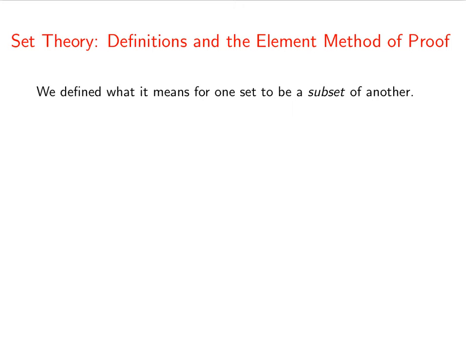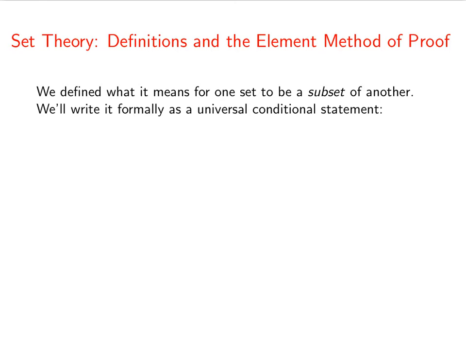We also talked a while back about what it means for one set to be a subset of another. And we'll write it formally using a universal conditional statement. A is a subset of B. Remember, this is the notation that we used. If and only if, for all x, if x is an element of A, then x is an element of B.